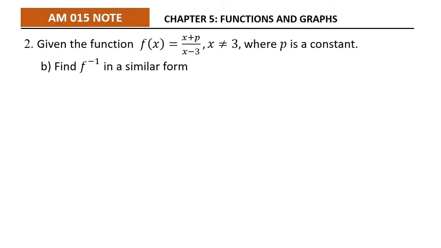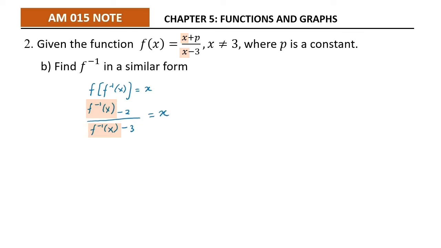B. Find f inverse in a similar form. So to find f inverse, we use the property f of f inverse equals x. So f is (x plus p), where p is negative 2. So now x is f inverse. (f inverse minus 2) over (f inverse minus 3) equals x.